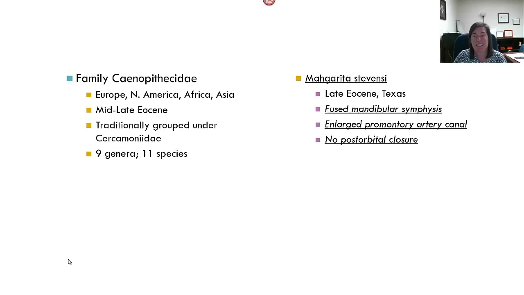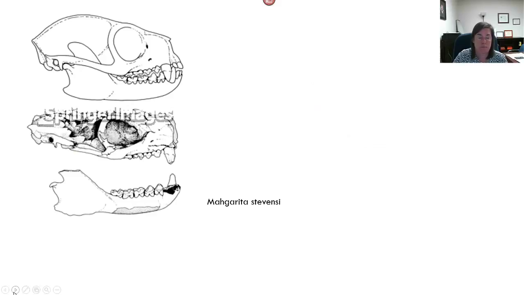It's from the late Eocene of Texas. And the most intriguing feature of Mahgarita stevensi is the following. It has a fused mandibular symphysis, which is a clear haplorhine characteristic. And it has an enlarged promontory artery canal, also for larger brains, a good anthropoid haplorhine characteristic. But it has no postorbital closure. So we're seeing a mosaic of characteristics in this species.